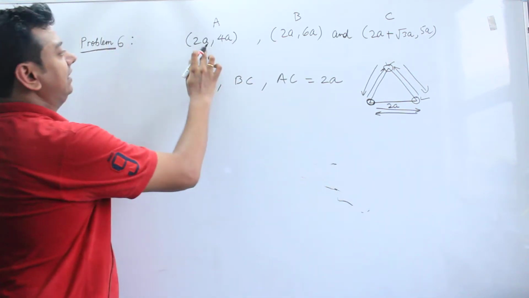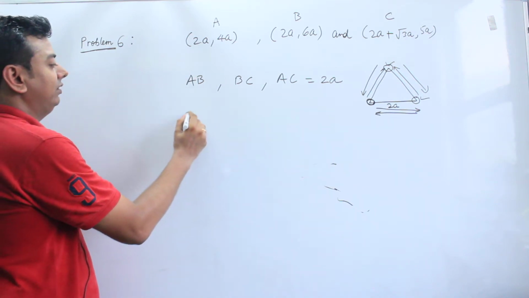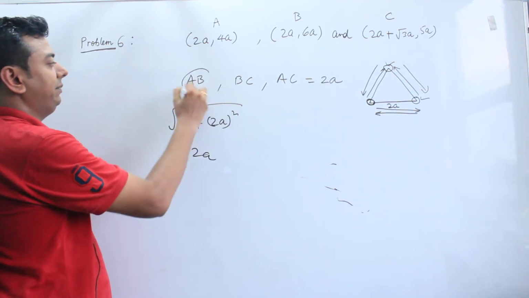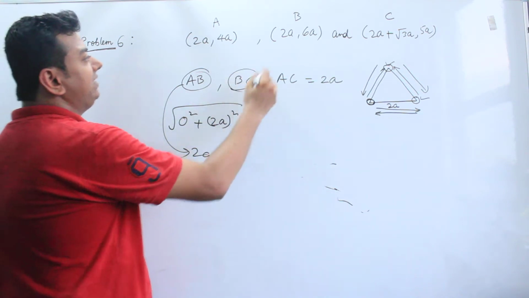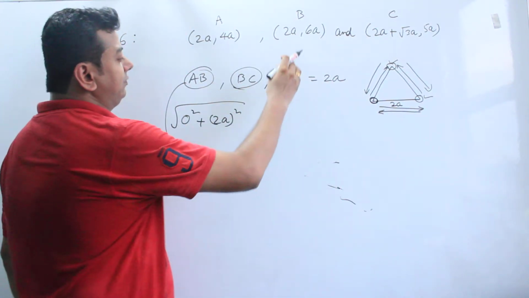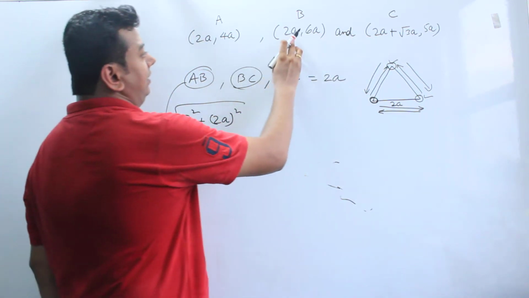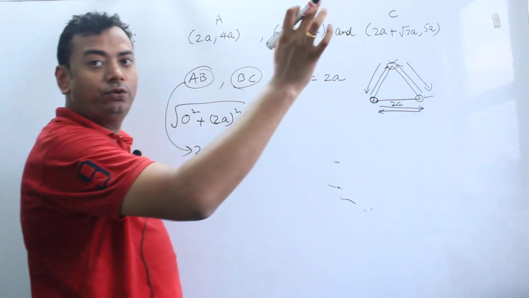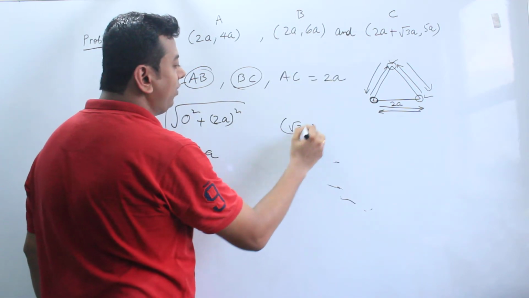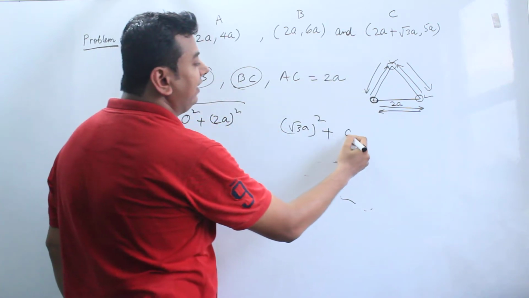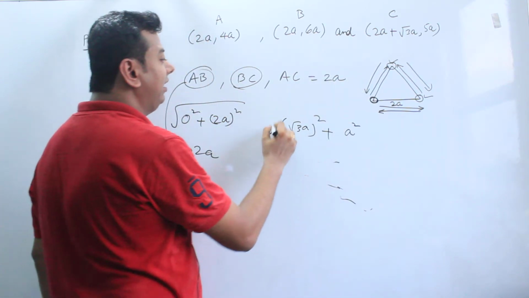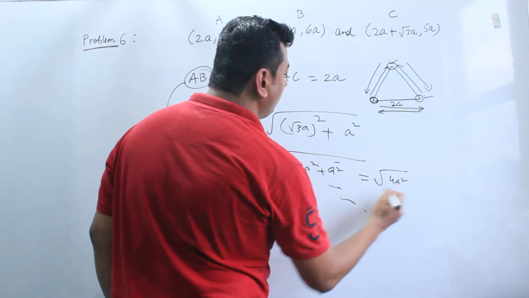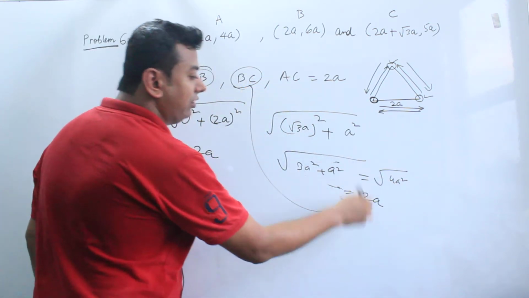What is the distance between AB? The difference of the x-coordinates is 0, squared, plus the difference in the y-coordinates, 2a, whole squared, under root, which is nothing but 2a. AB is 2a. What is the distance between B and C? The difference between the x-coordinates, 2a plus root 3a minus 2a, leaves root 3 a. Root 3a whole squared plus 5a minus 6a, that is a, squared, under root. What is this? Root of 3a squared plus a squared, which is root 4a squared, which is nothing but 2a. BC is also 2a.